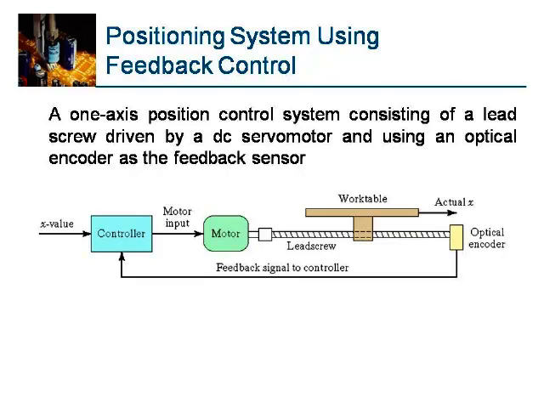One axis position control system consisting of a lead screw driven by a DC servo motor and using an optical encoder as the feedback sensor. In this system, if you use it, the motor will execute the input value.